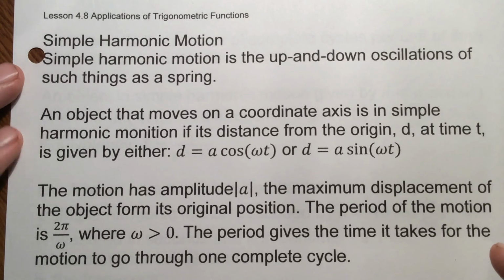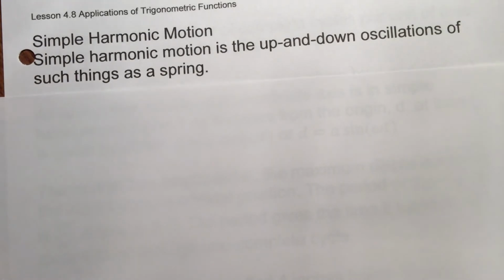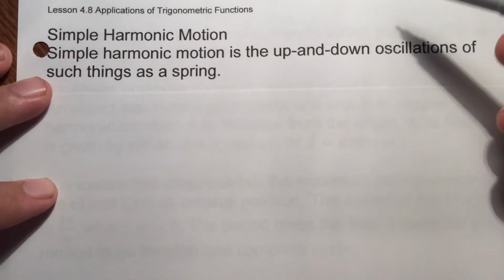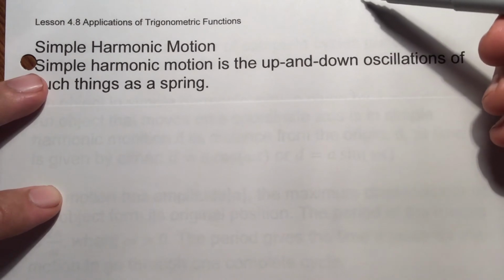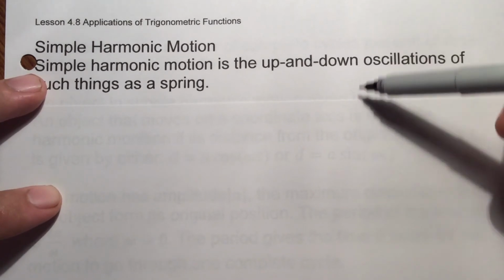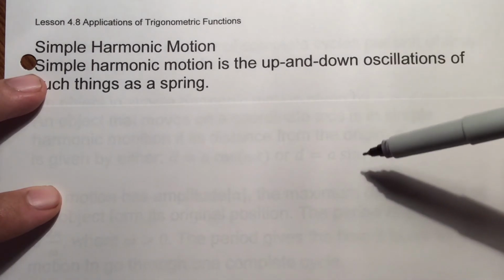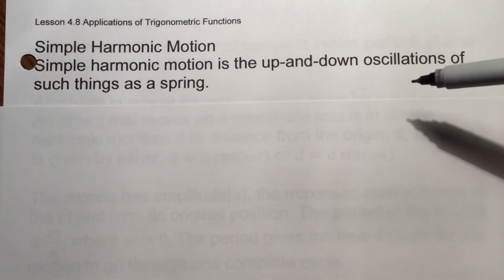So, another place where this gets used is simple harmonic motion. Simple harmonic motion is the up and down oscillations of things such as a spring. If you have a spring here, and you pull it down, it's going to pull back up, and then pull back down again, and just bounce back and forth until it loses all of its energy. So think simple harmonic motion.